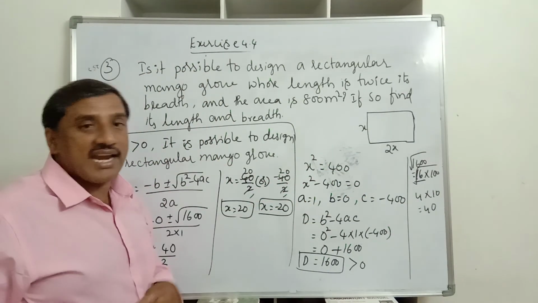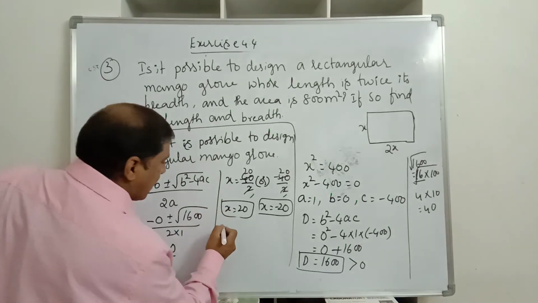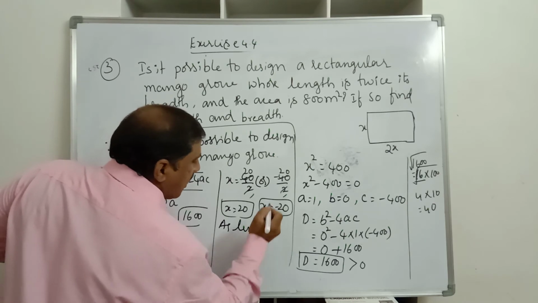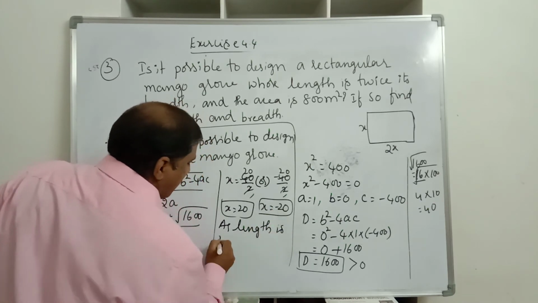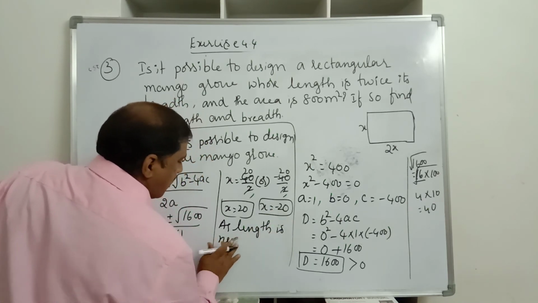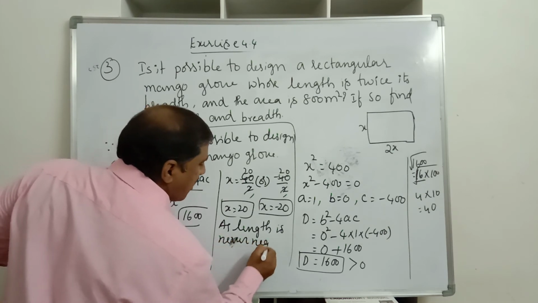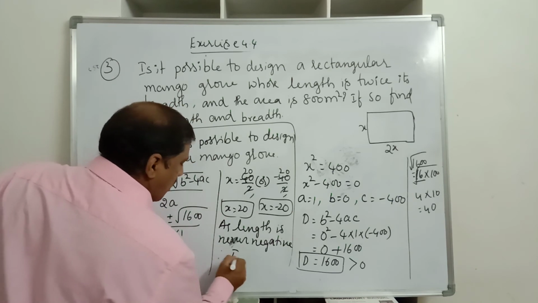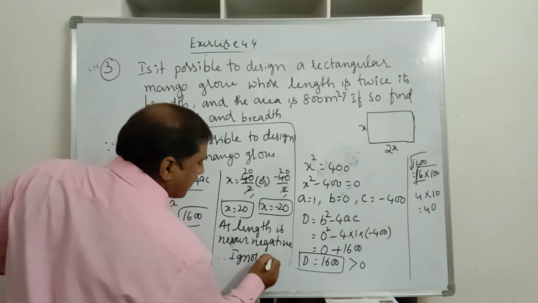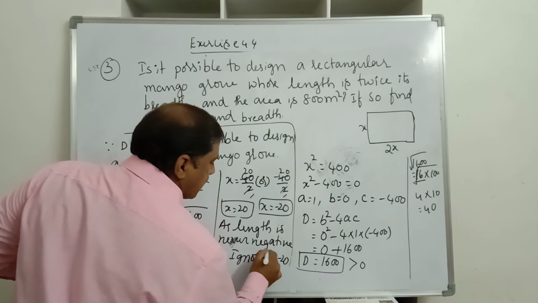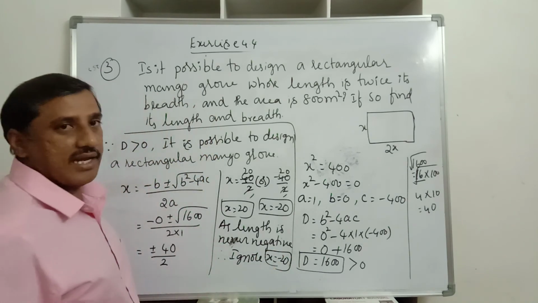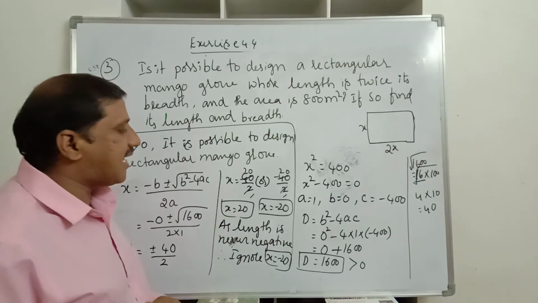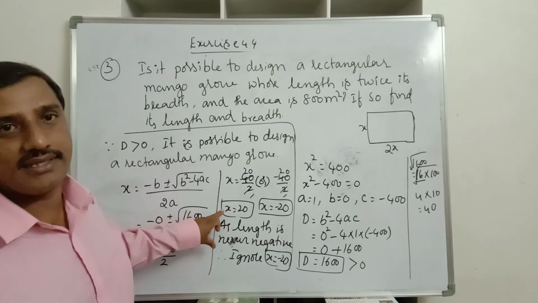Length is never negative. Therefore ignore x is equal to minus 20. Hence x is equal to 20. We will consider x here, which is nothing but the breadth.